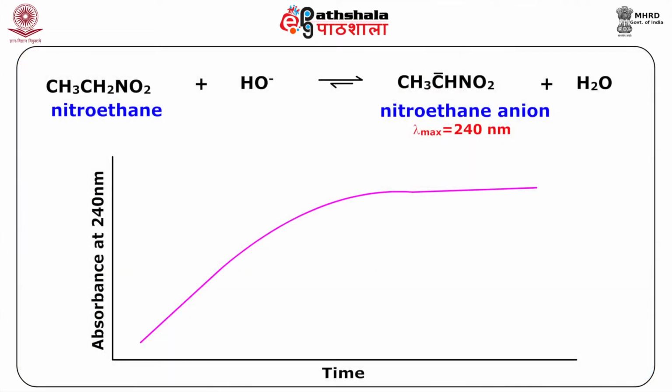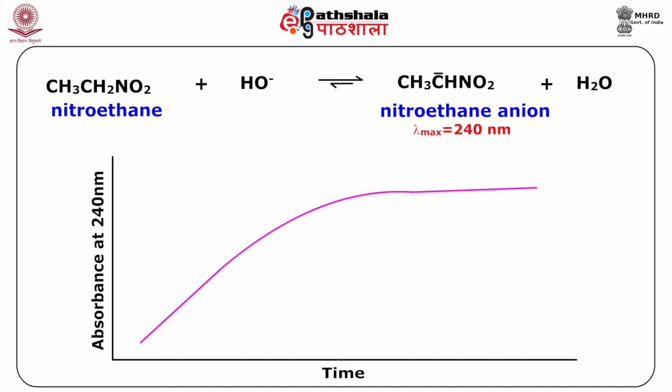Now, to explain this, let us take an example for a better overview of the topic, which shows the removal of a proton from nitroethane with the help of hydroxide ion, that is in basic conditions. Here only the anion of nitroethane absorbs in the UV region at 240 nanometers, while other reactants or products do not show any significant absorbance at this wavelength.